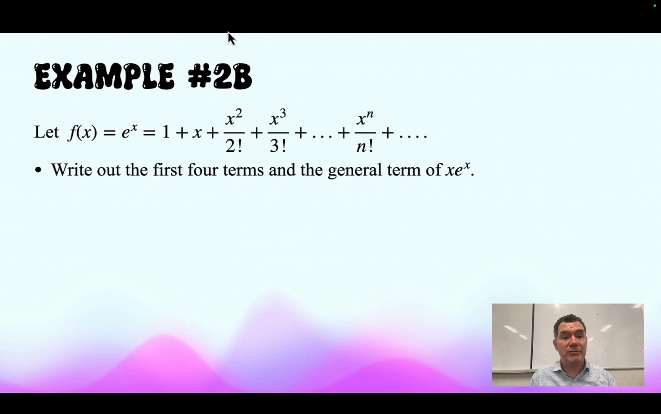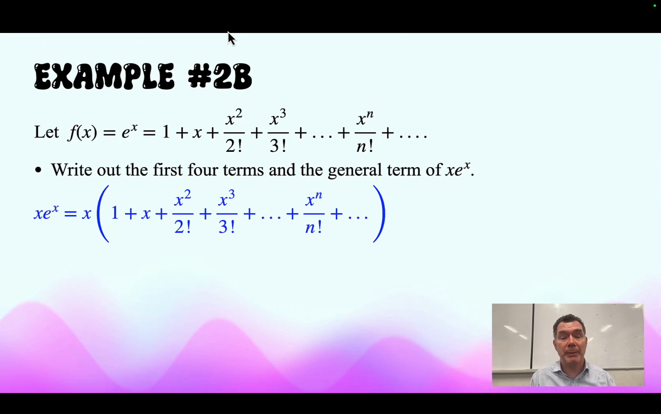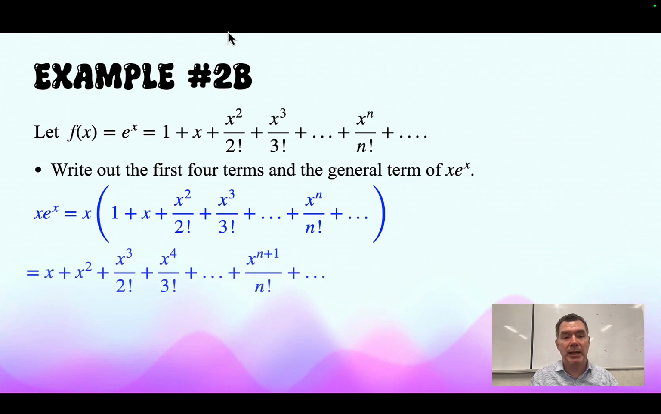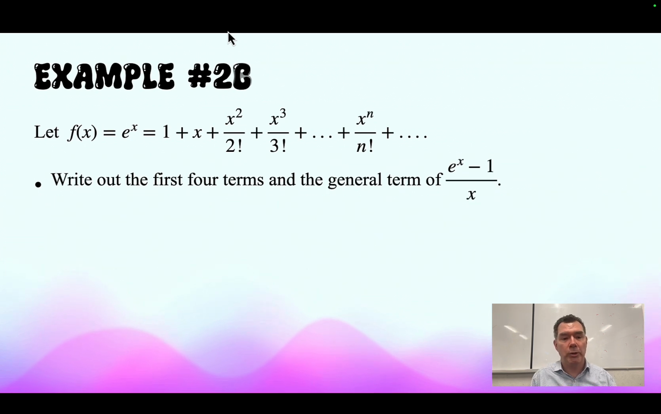The next thing I might have to do is write out the first four terms and the general term of x times e to the x. This is a little more involved because now I'm taking x and multiplying it by every term in that series. So I distribute that x to every term in the infinite series. And what that does is it makes the 1 into an x, it makes the x into an x squared, and it basically raises the exponent of every term by 1. So that x to the n over n factorial becomes x to the n plus 1 over n factorial.